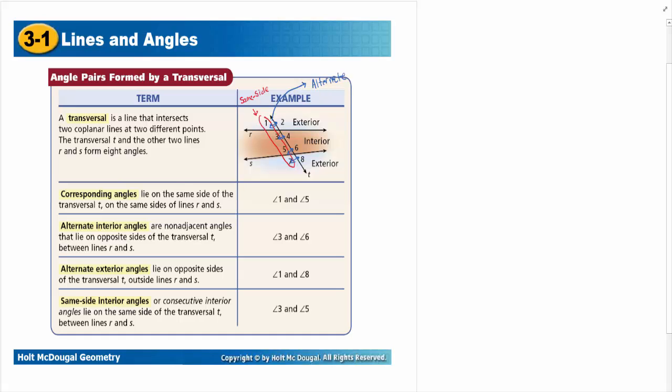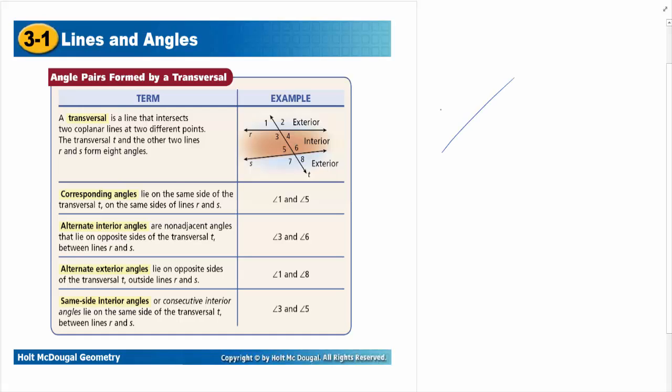So when you see the phrase alternate, that's telling you that the angles are going to be on opposite sides of this line here. If you see same side, that means those angles are going to be on the same side of this line. Now what is that line? Well, that line has a name, and that name is called a transversal. A transversal is a line that intersects two coplanar lines at two different points.